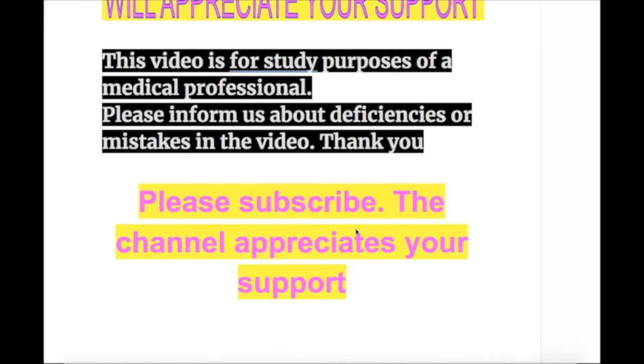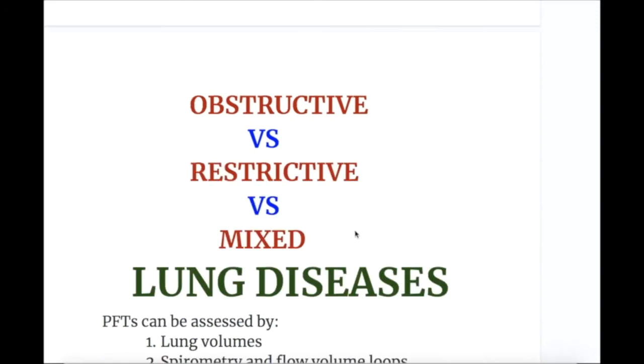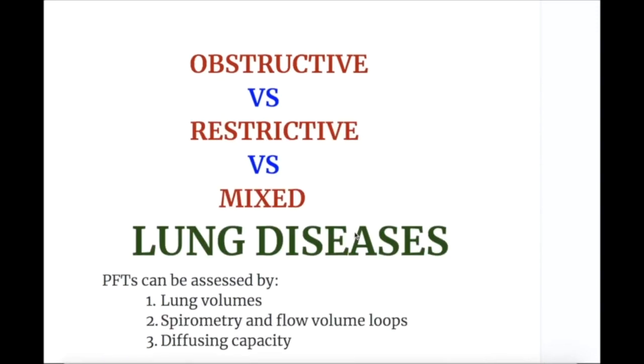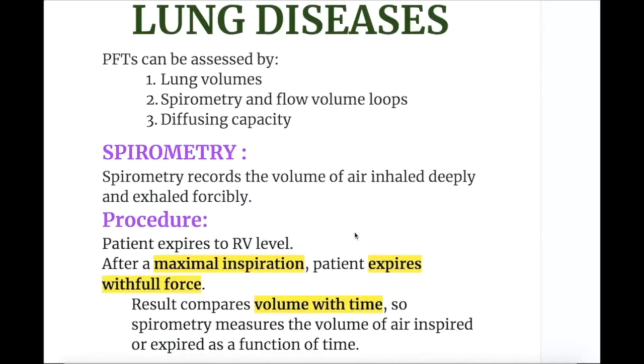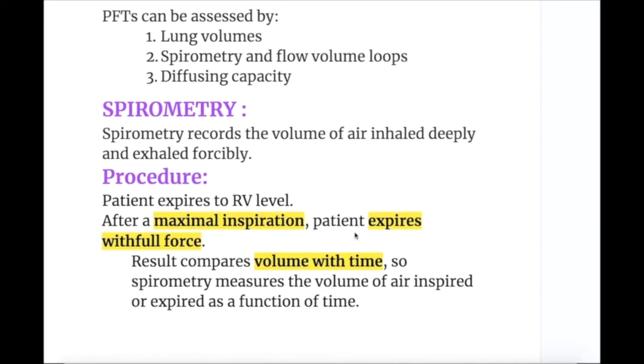In this video, we will compare the obstructive, restrictive, and mixed lung disorders on the basis of differences in lung volumes and spirometric features. Pulmonary function tests can be assessed by number 1, lung volume, number 2, spirometry and flow volume loops, and number 3, diffusing capacity. So now, spirometry.